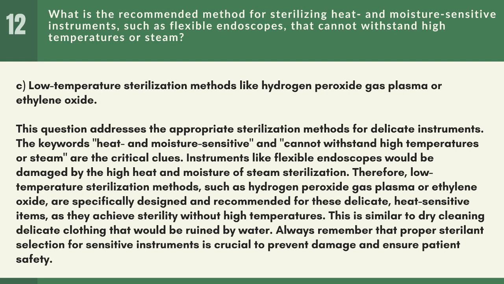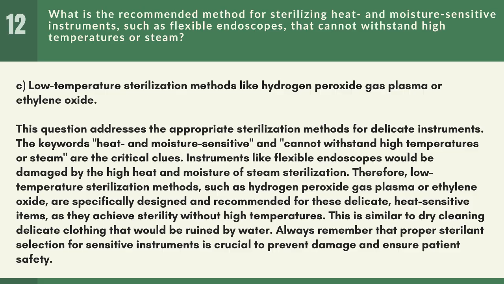Answer: C. Low-temperature sterilization methods like hydrogen peroxide gas plasma or ethylene oxide. This question addresses the appropriate sterilization methods for delicate instruments. The keywords heat and moisture sensitive and cannot withstand high temperatures or steam are the critical clues. Instruments like flexible endoscopes would be damaged by the high heat and moisture of steam sterilization. Therefore, low-temperature sterilization methods, such as hydrogen peroxide gas plasma or ethylene oxide, are specifically designed and recommended for these delicate, heat-sensitive items, as they achieve sterility without high temperatures.